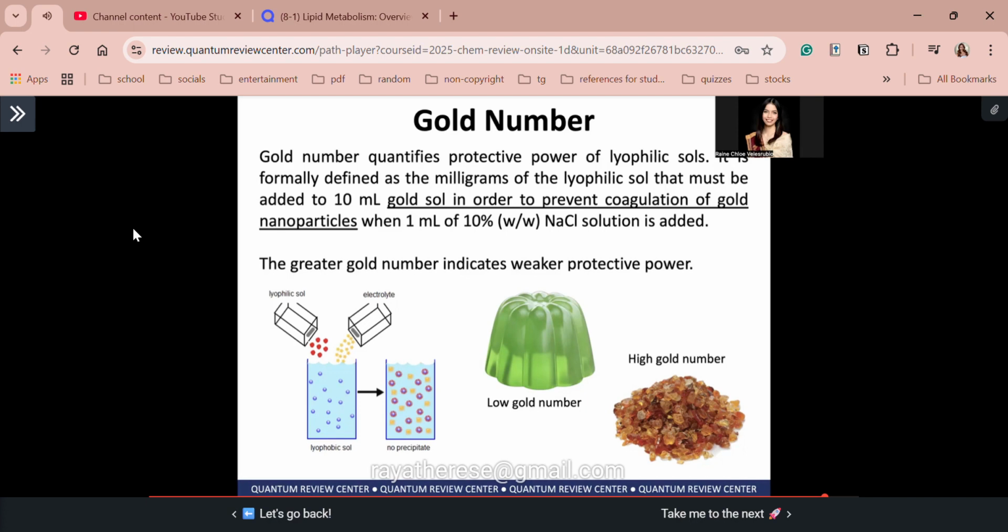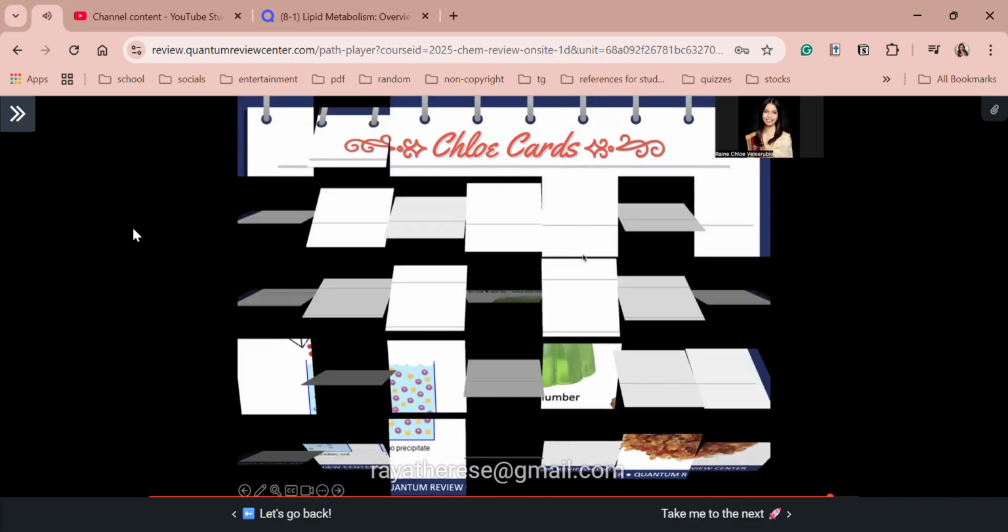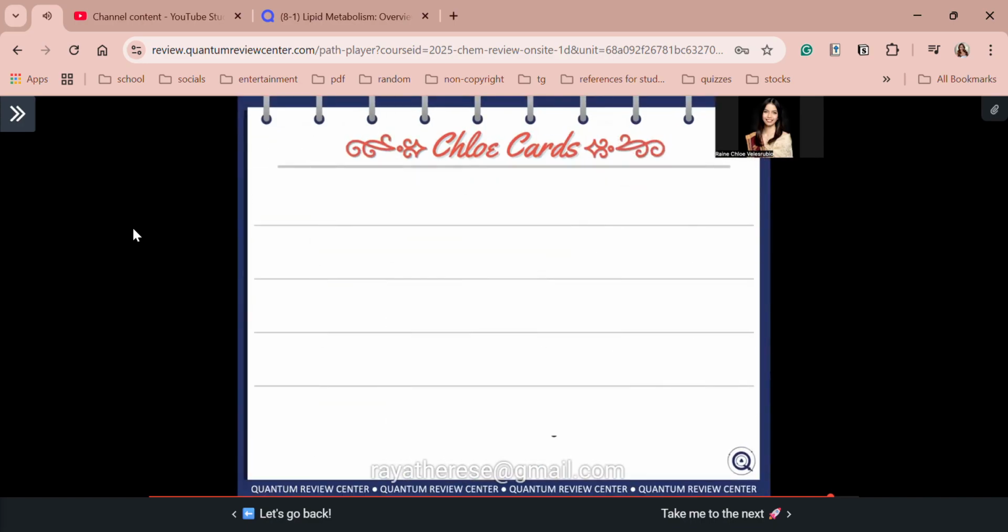So, gelatin guys, it has a low gold number, meaning it is very effective in preventing coagulation. And it has a high protective power. Meanwhile, gum arabic here, it has a higher gold number, meaning it is less effective in preventing coagulation. Plus, it has a weak protective power. Okay? So, I hope it's clear, guys. Basta na for PChem. Tapos tayo sa ating crash courses.